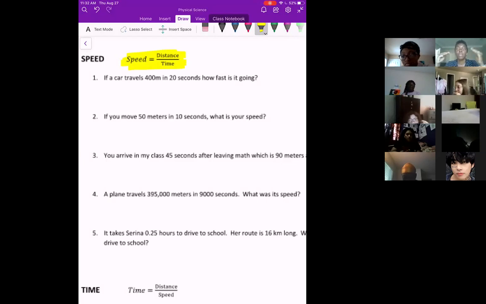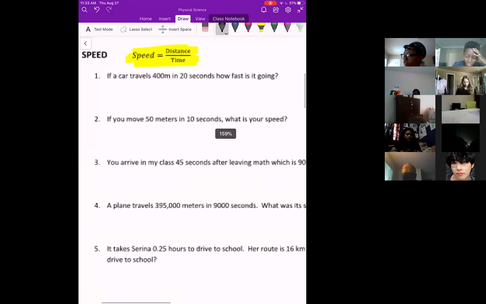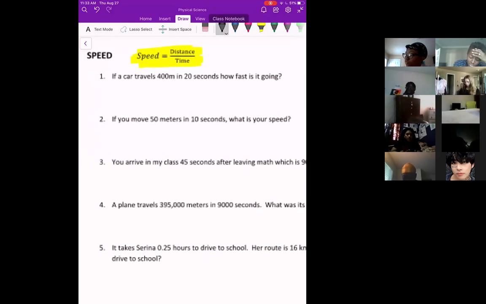I know some of these are easier than others, but let's make sure we go through the steps. What would be the first thing you should do? Somebody tell me. If I'm solving for this. You should fill out your variables. Very nice. Fill out my variables. And I'm going to color code mine so you guys can see it. You don't have to do that, but I just want you to see the difference. So I'm going to write this again. S is equal to D over T.